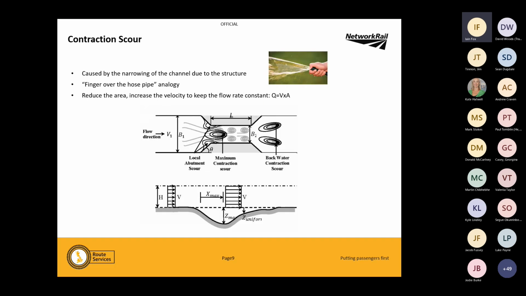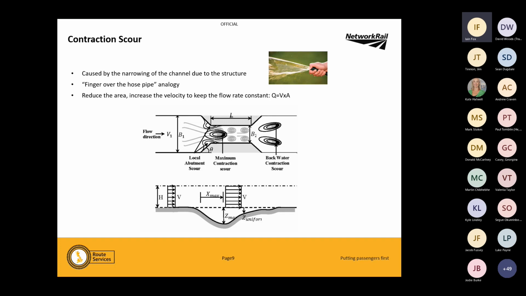So this is literally just the narrowing of a channel. We've said it before. If you want to think about it, think of what happens when you put your finger over a hose pipe. You don't turn the tap anymore. You put your finger over the end, you've reduced the area and you've increased the velocity coming out. Well, that's what happens to a river when we put a structure in it.